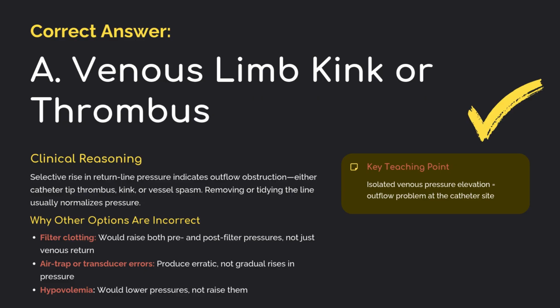Now let's look at why the other options don't fit. As we mentioned, filter clotting would raise both pre and post filter pressures, not just the venous one. Air trap or transducer error cause erratic, not steadily increasing pressure, and hypovolemia would actually lower pressure, not raise it. So the key teaching point here is simple but crucial. When you see isolated venous pressure elevation, think outflow problem, usually at the catheter site.